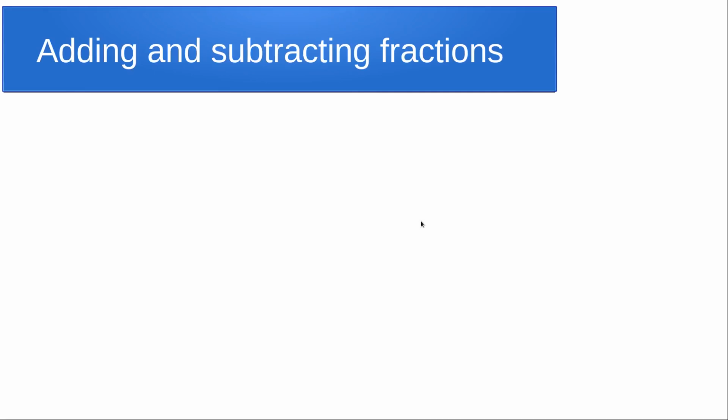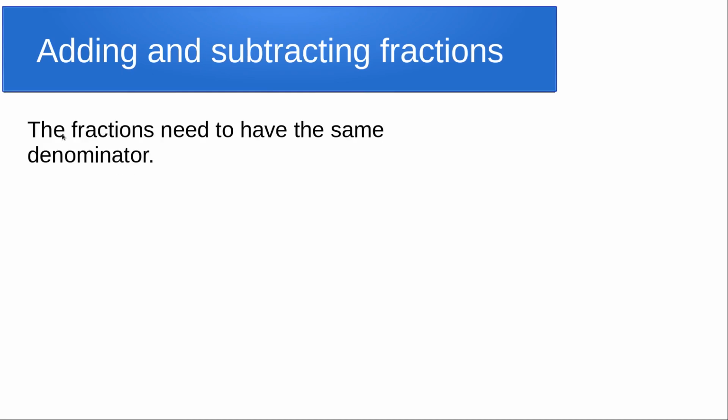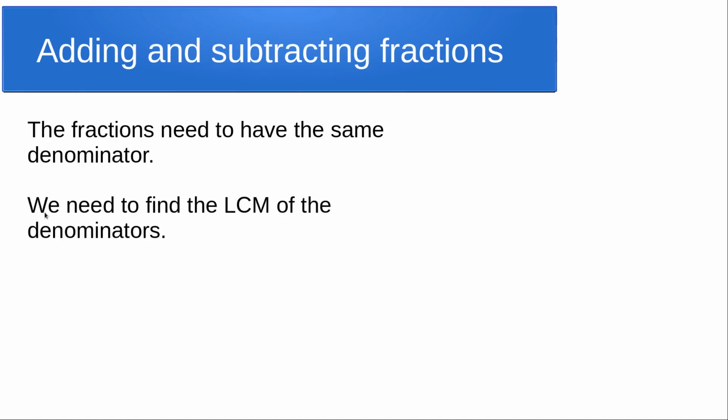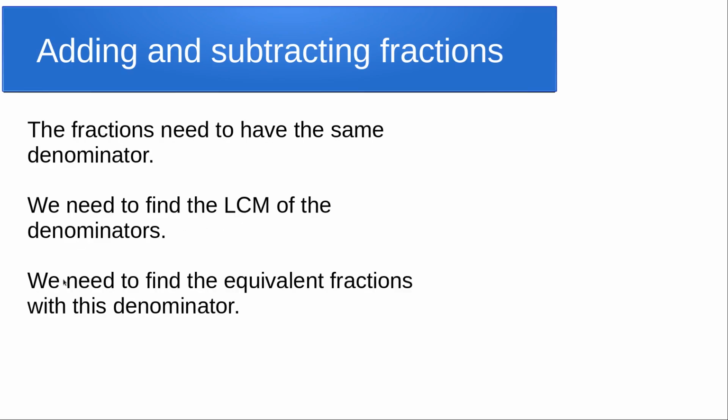In this video we're going to learn how to add and subtract fractions with the same denominator. The first thing we've got to remember is we can only add fractions together when they actually have the same denominator. However, we can make our fractions have the same denominator. What we do is we find the lowest common multiple of each of the denominators, and then we need to find the equivalent fractions with these denominators. Then they'll have the same denominator and we can use the rules that we learned in our last video.